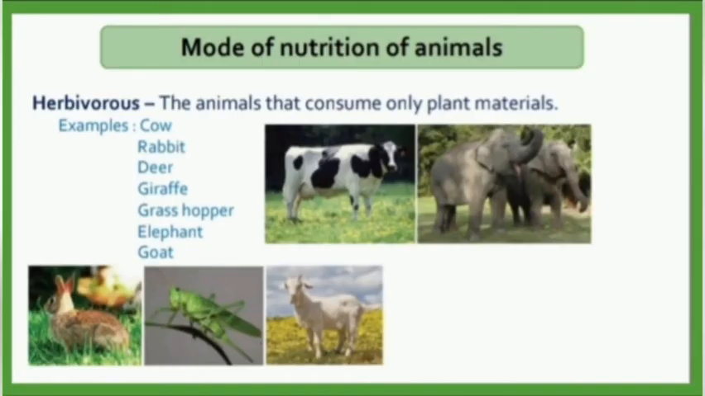Then we'll discuss the mode of nutrition of animals. The first type is herbivorous animals, the animals that consume only plant materials. For example, cow, rabbit, deer, giraffe, grasshopper, elephant and goat. In the diagrams you can observe them.